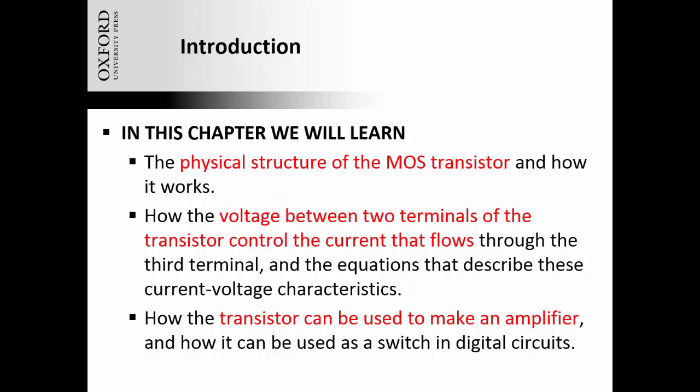In this chapter, we'll look at the physical structure of the MOSFET transistor, how it works. We'll then look at the voltage current characteristics of the MOSFET, how we can use a control voltage between two terminals to control current flowing through to the terminals. And then we'll look at how we can use such a transistor to make a useful amplifier, or how it can be used as a switch in a digital circuit.